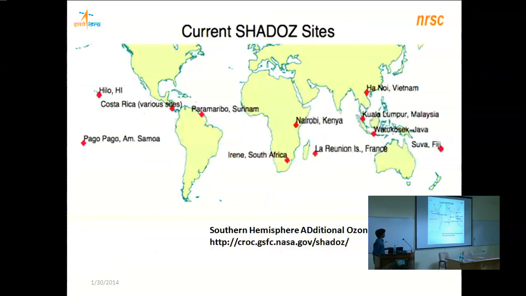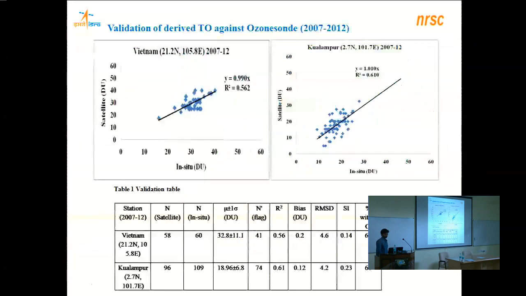These are the current ozonesonde networks. Unfortunately, we do not have published data over India. So for validation I used the Vietnam and Kuala Lumpur stations. These are the validation statistics. With Vietnam, the R-square is around 0.56, and Kuala Lumpur is 0.6.